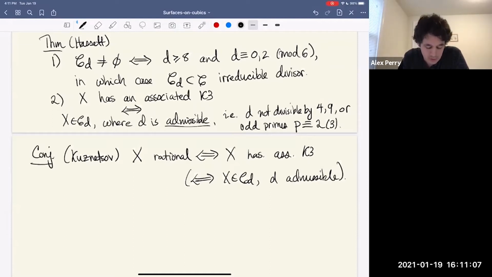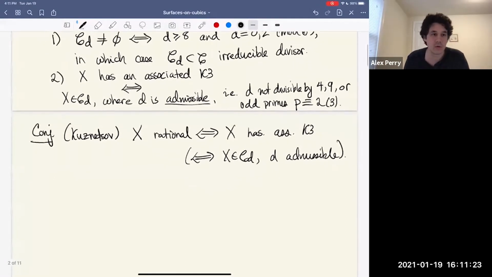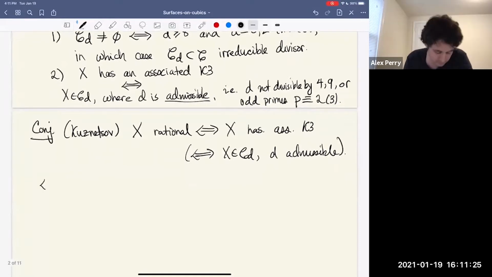Today, what I'm going to talk about is something which is related to the opposite implication, which is also quite interesting. So the implication that if you have an associated K3, then you're rational. And so that's also a quite hard problem, I think. And let me just summarize now what is known about that problem. So when is this implication known?